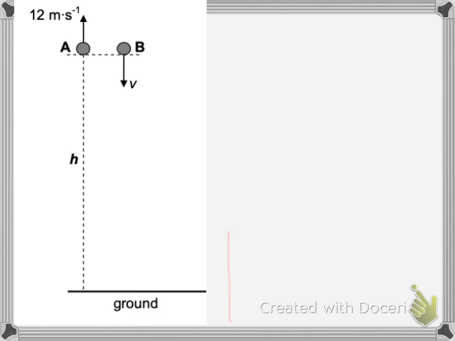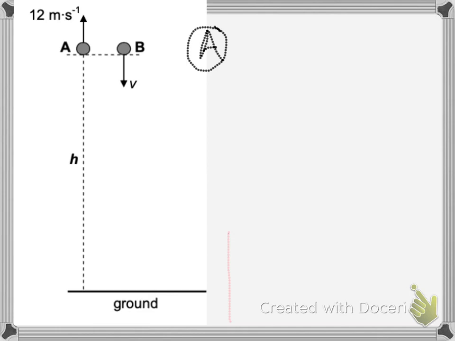Now the first part of the problem is to determine the time that ball A takes to reach its maximum height. Now that's an easy one, you all know how that works. So let's see how we can do that. We have ball A, and we're only working with ball A. The initial speed is 12, and the final speed will be 0.